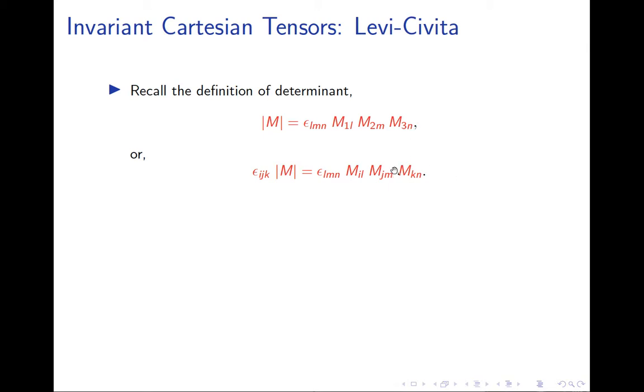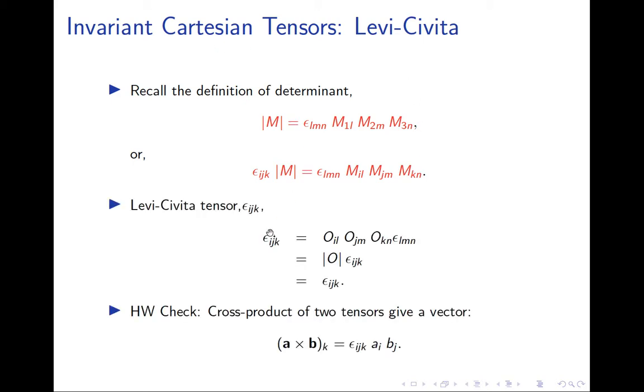This might not be very familiar to you, but rest assured, this is a very nice way of writing the determinant and something which you ought to know, especially in vector calculus. Now, this definition of the determinant will help us in demonstrating that the Levi-Civita is an invariant Cartesian tensor. How so? Let's see how so.